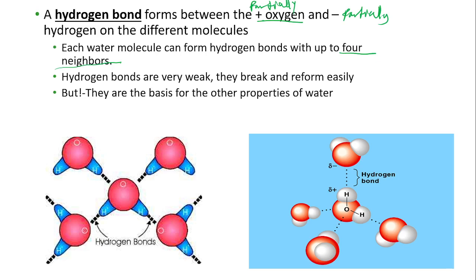Very hard for them to be what? To be broken. As a result, hydrogen bonds determine the physical properties of water, such as the high surface tension, the capillarity, the high heat of vaporization, the heat capacity, and also the density. All those are determined because of how special water is and because of the hydrogen bond. Remember that one molecule of water can form four hydrogen bonds with the neighboring water molecules.